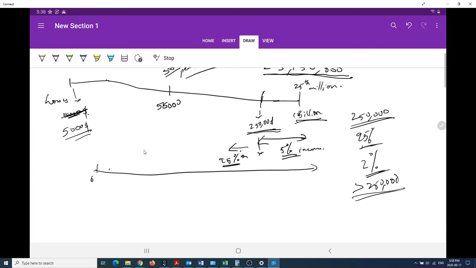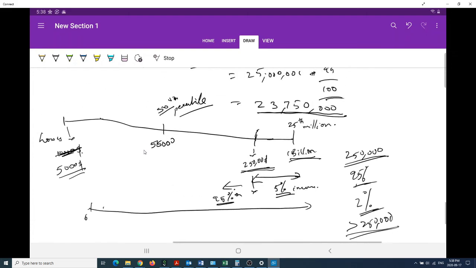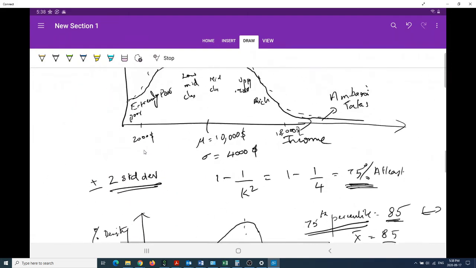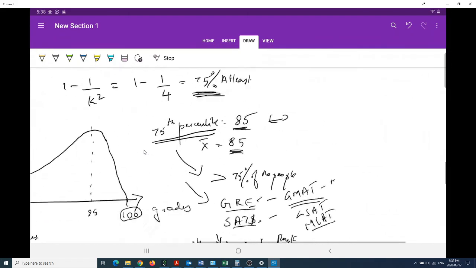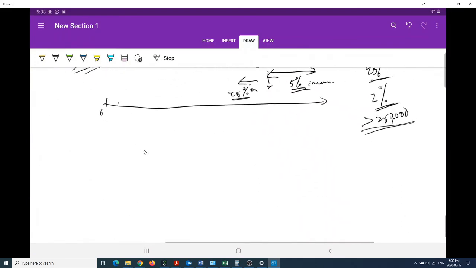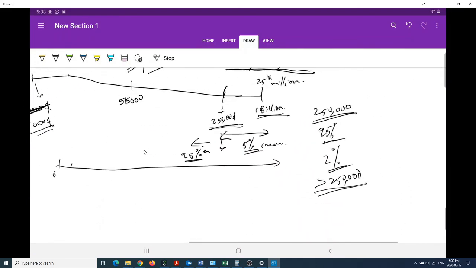So we covered dispersion, Chebyshev's theorem, percentiles, and the idea of skewness. Tomorrow we could work through a few exercise problems from these chapters and move on to probability. Right, I'll see you all in class.